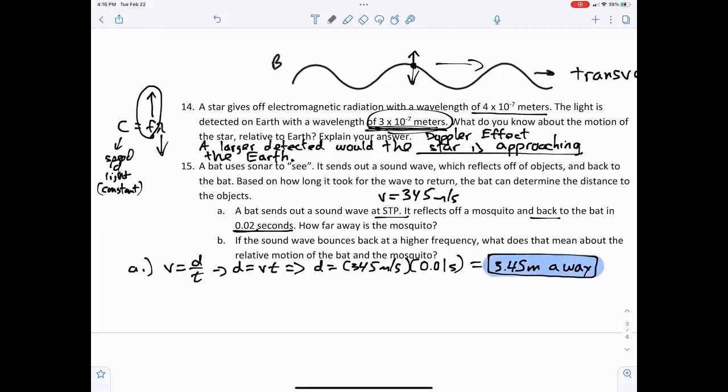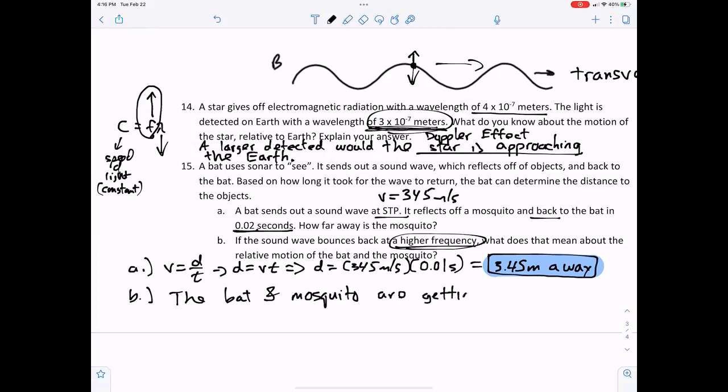Okay. Then we can establish if the sound wave bounces back at a higher frequency, what does that mean about the relative motion in a bat and the mosquito? Well, if it's bouncing back at a higher frequency, what that means is the bat and mosquito are getting closer to one another. This is a Doppler effect example.